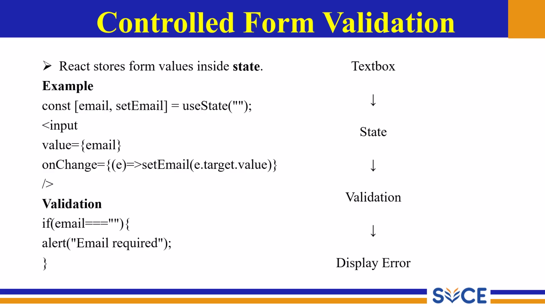Let's say the user types. The sequence is: user types, React captures the input, the state variable updates, React re-renders the component, and the updated value appears on the screen. This happens in milliseconds and gives the impression that the text box is updating instantly.